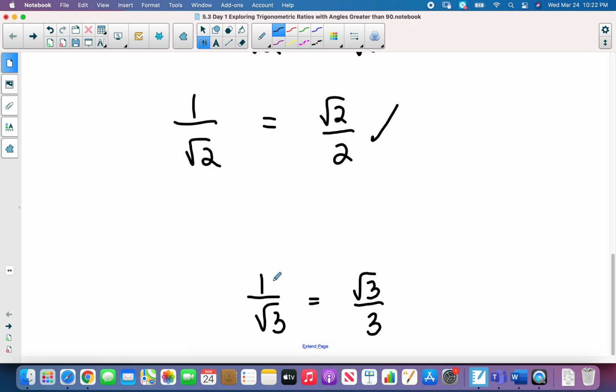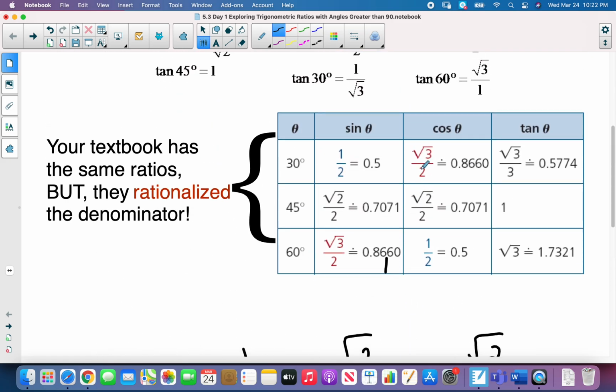And so what they did is they took 1 over root 3 and multiplied it by root 3 over root 3. And you get root 3 over 3. So they've used just those values instead because they rationalized the denominator. But you should have this table in front of you. If you memorize it, it's good. And we're going to be using it a lot.